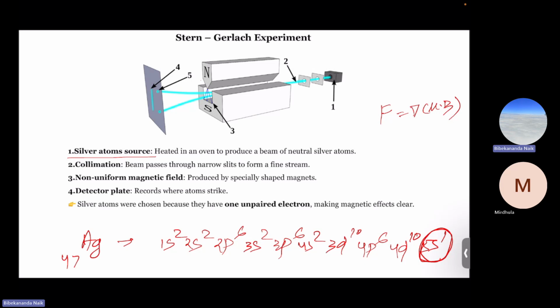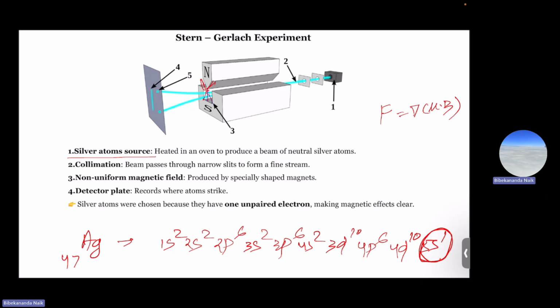As you can see here, the shape is like this. Here the field is high and here the field is low. The field through which the silver atoms were passed was non-uniform, and due to this non-uniform field the silver atoms experience a force. It was found that 4 and 5 are the projections of the silver atoms on the screen.